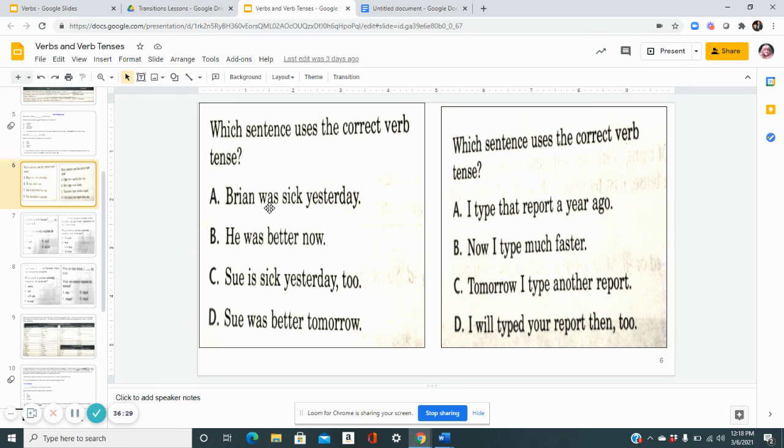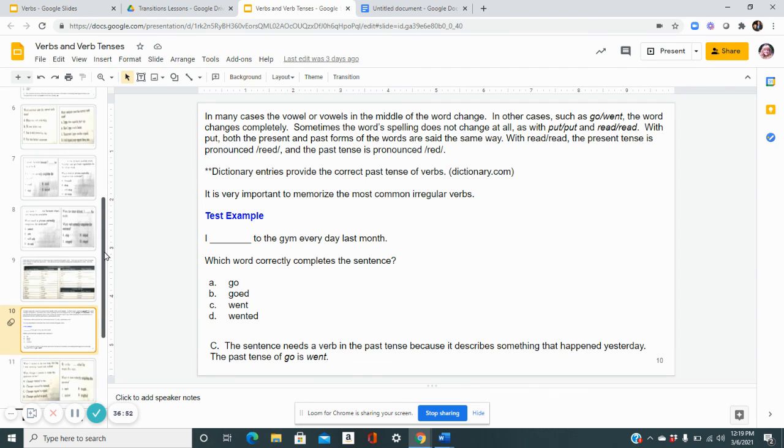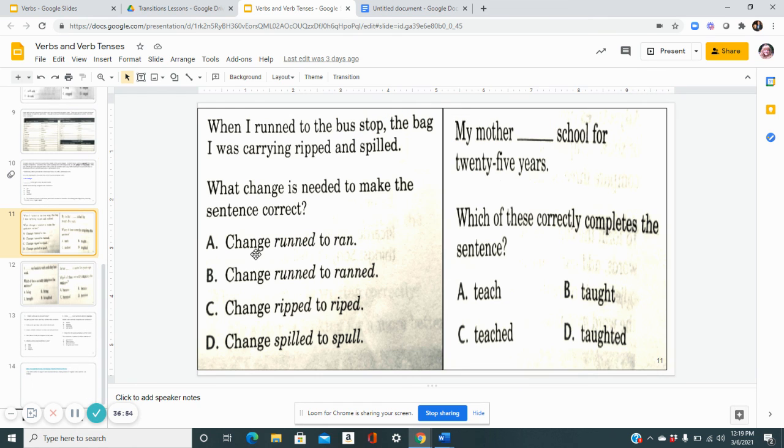Was is our verb. It is past tense. It's the past tense of the verb to be. Okay, so it's a linking verb. And yesterday tells us it was in the past, so we have to make sure the verb is in the past tense. Let's look down here. We'll do one down here.